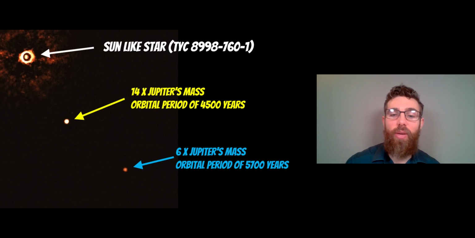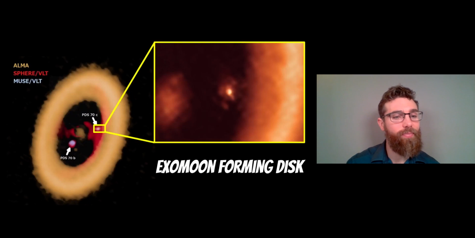Now, we don't have any really good images, so the best images we have are these here. So it just kind of looks like a featureless circle, really, because they're still so far away, even though they are very, very big planets.